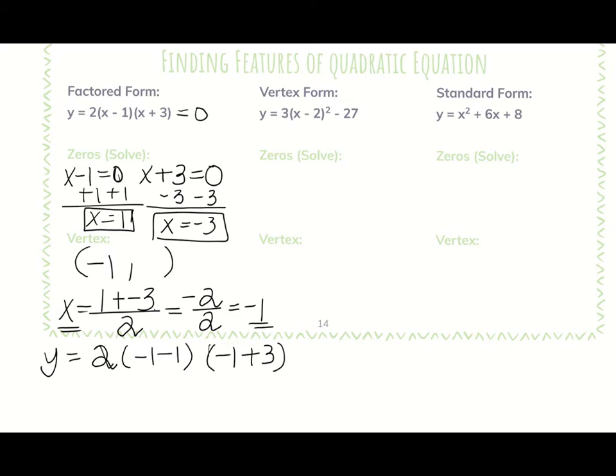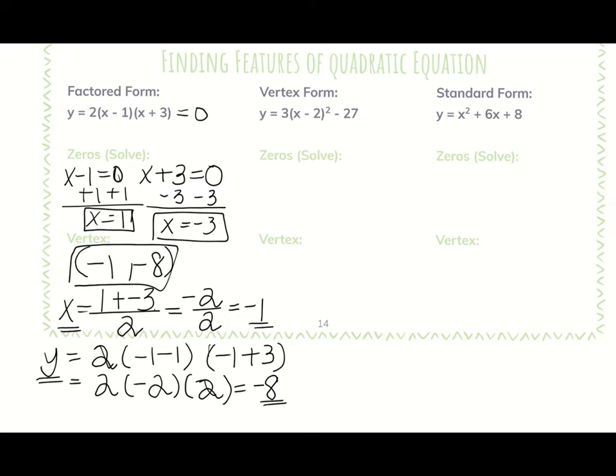If we simplify using order of operations, we do parentheses first. Negative 1 minus 1 is negative 2. Negative 1 plus 3, 3 minus 1 is 2. And then we've got three things we're multiplying together, so we want to multiply them all together. 2 times negative 2 is negative 4. Negative 4 times 2 is negative 8. So that means y is negative 8, and we have our vertex, negative 1, negative 8. So that is how we find the zeros and the vertex in factored form.